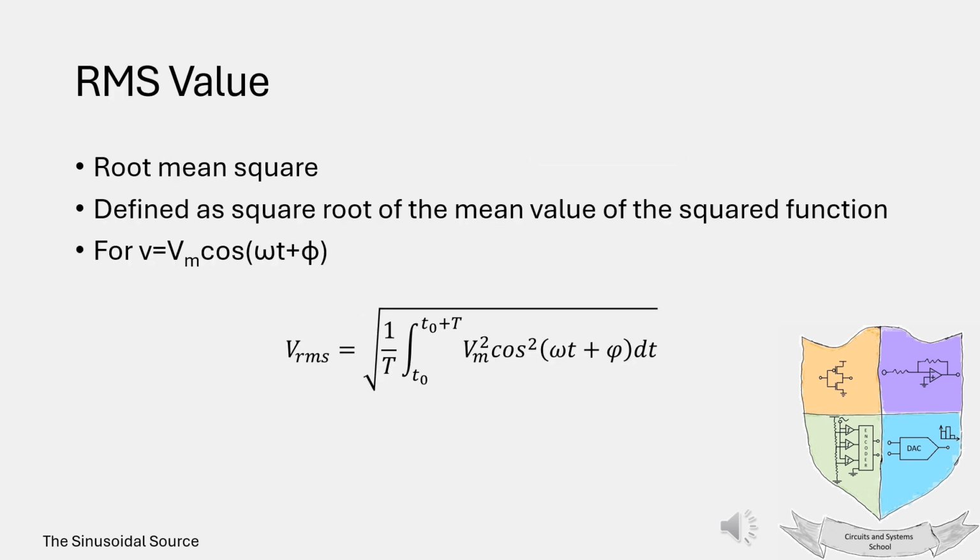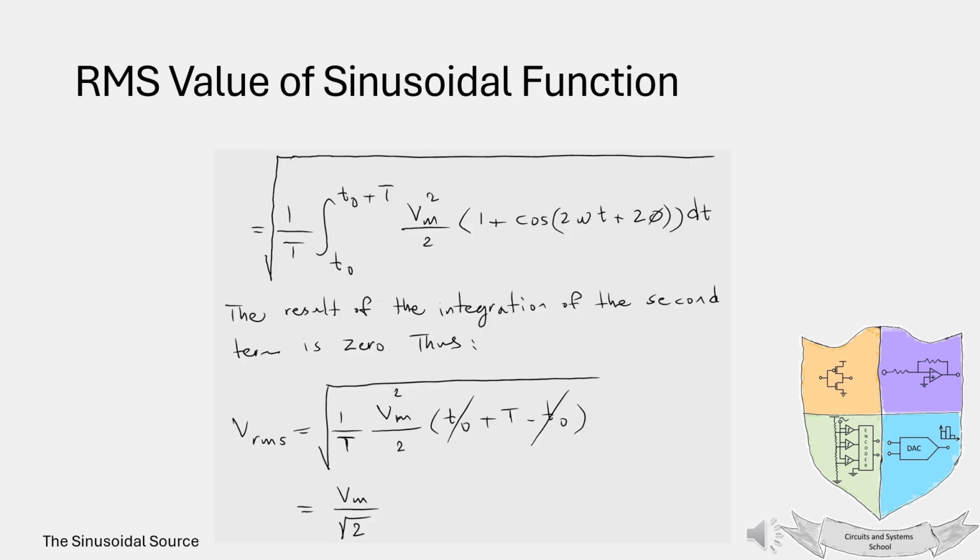A sinusoidal voltage or current may be expressed as RMS value. The RMS value of a periodic function is defined as the square root of the mean value of the squared function. If we use the power reduction formula applicable to cosine squared, we realize that the RMS value of the sinusoidal function is its amplitude over square root of 2.